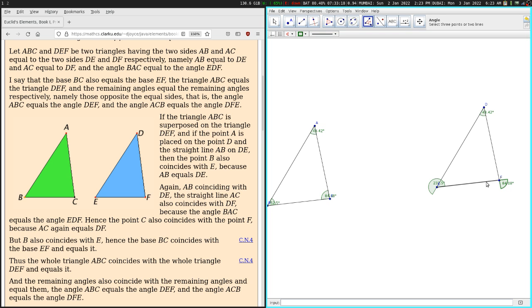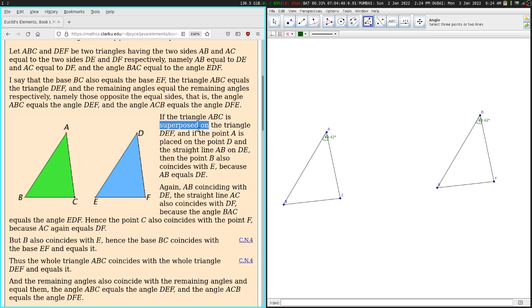If the triangle ABC is superimposed on the triangle DEF, and if the point A is placed on the point D and the straight line AB on DE, then the point B... Okay, can I undo all of these angle constructions, because now I can't see the names of things. Okay, so here. If the triangle ABC is superimposed on the triangle DEF, if the point A is placed on D and the straight line AB on DE, then the point B also coincides with E because AB equals DE.